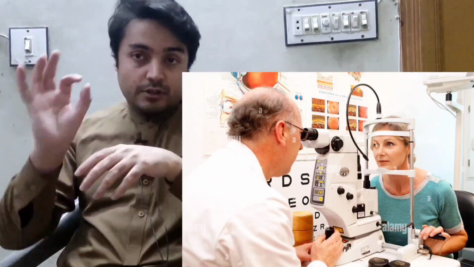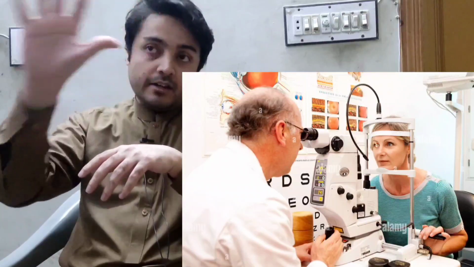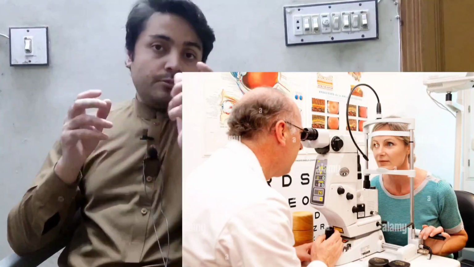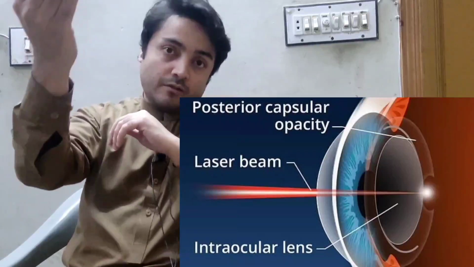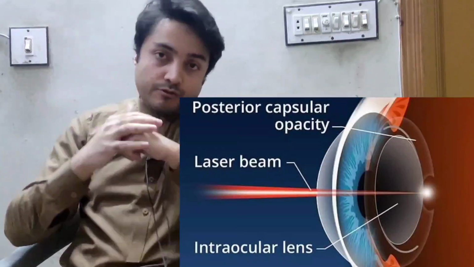The doctor will first put dilating drops in the eye so that the pupil is dilated and we can get a clear view of the lens. Then we'll put local anesthetic drops to anesthetize the eye. And through this YAG laser equipment that we showed you earlier, we will target the opacities. We will try to make small holes in the posterior capsular bag, so that these can get dissolved or they can be removed.